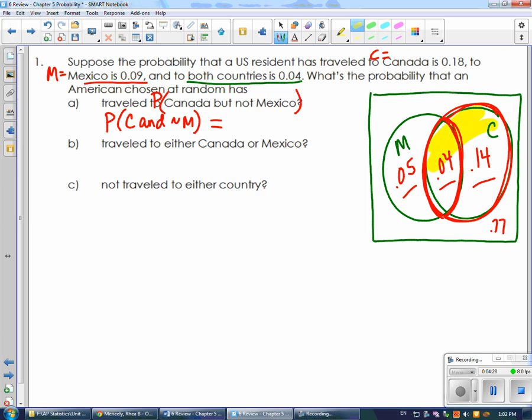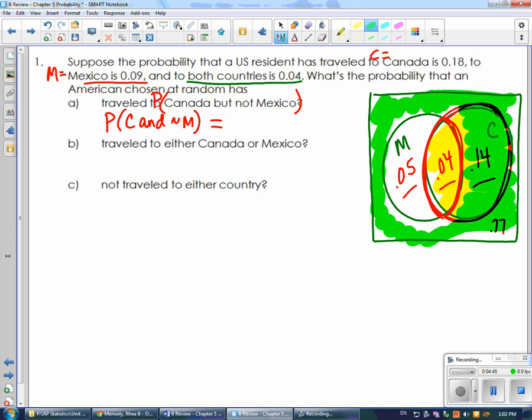So here is my Canada, and I'll change the pen color. If I want to look at not Mexico, I'm going to color in everything that is not in Mexico.